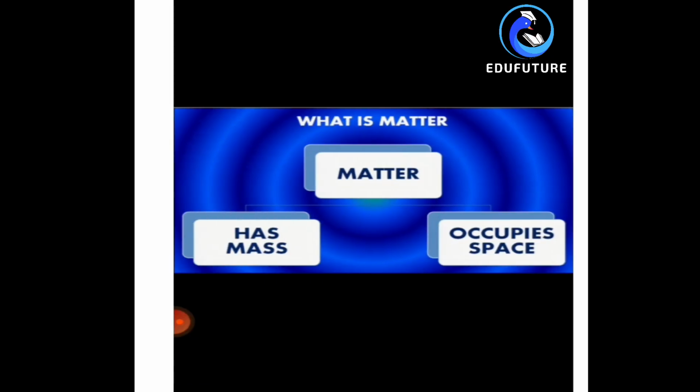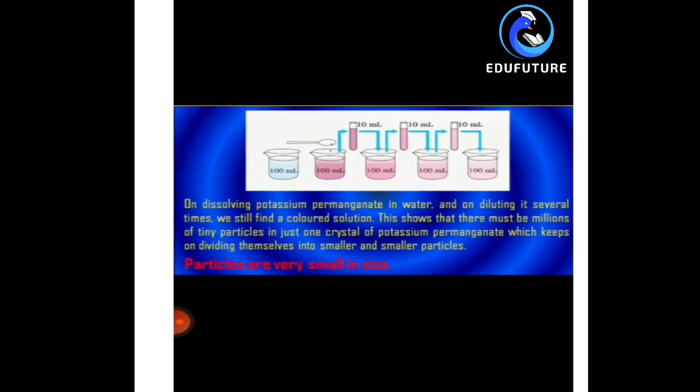What is matter? Matter is something which has mass and occupies space. Right now I am sitting on the bed. So do I have mass? Yes. Do I occupy space? Yes. So that means even I am matter. So matter is something which has mass and occupies space.